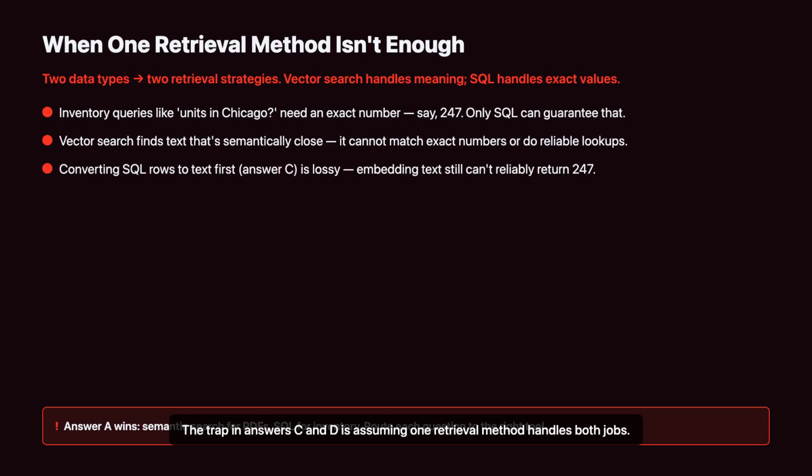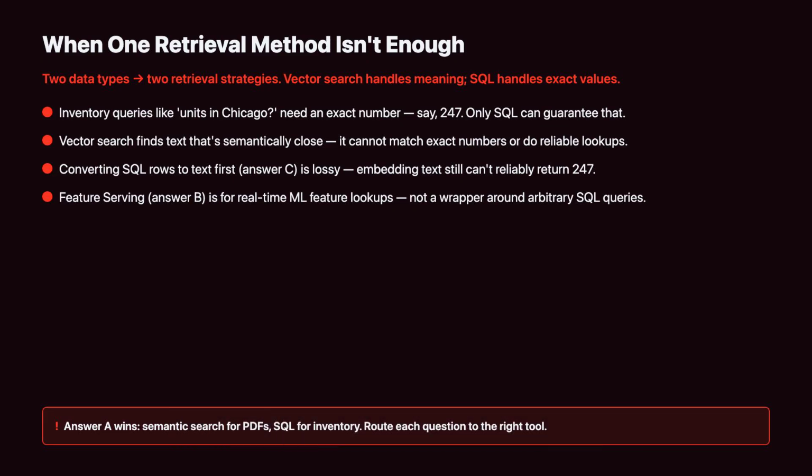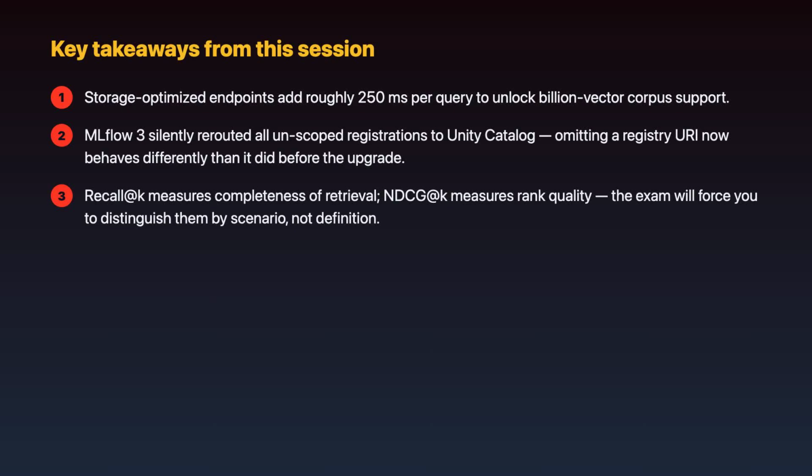The trap in answers C and D is assuming one retrieval method handles both jobs. It doesn't. Two data types need two tools: semantic search for PDFs, SQL for exact counts. Answer A routes each question to the right tool. Three takeaways from this session.